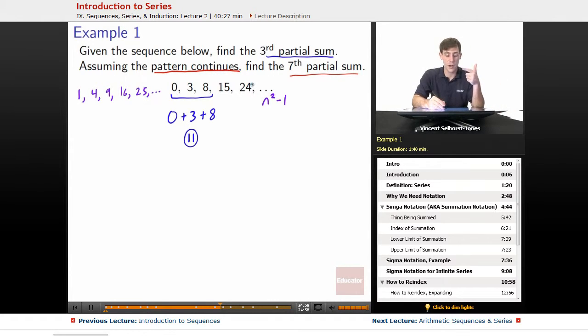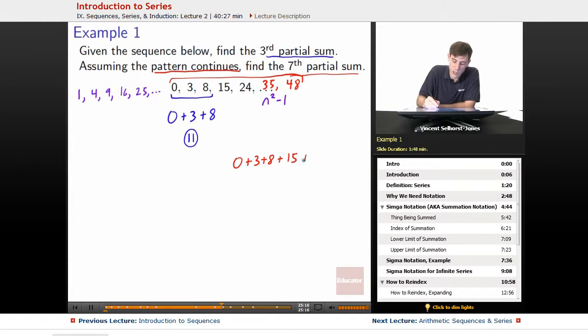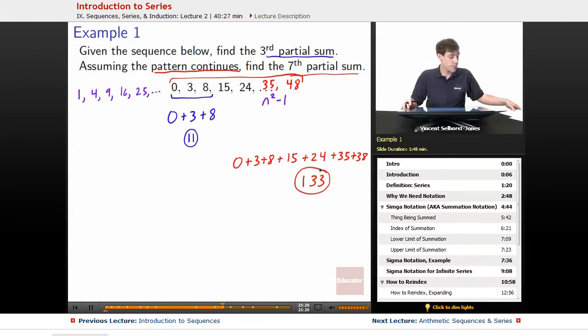So the next will be 6 squared minus 1. That's going to get us 35. Next will be 7 squared minus 1, 49 minus 1, or 48. So at this point, the seventh partial sum will be adding up these first 7 terms. So 0 plus 3 plus 8 plus 15 plus 24 plus 35 plus 48. We toss that all into a calculator, and we wind up getting 133. There we go. All right.